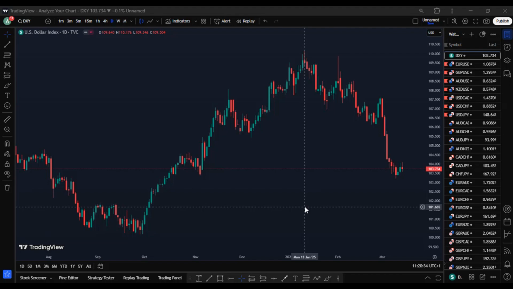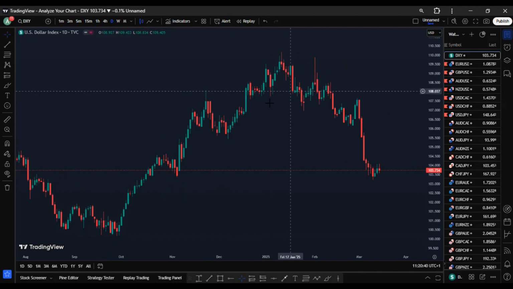And as usual, we are going to be taking a quick look at the dollar index. Now, looking at the dollar index on the daily chart, you can see that the dollar index is still in a bearish trend. Why do I say that? Because as you can see, we are clearly creating lower lows and lower highs.